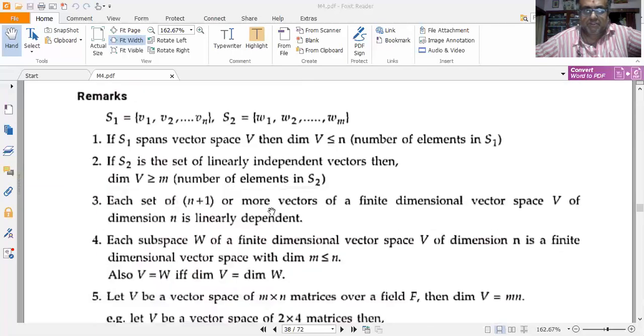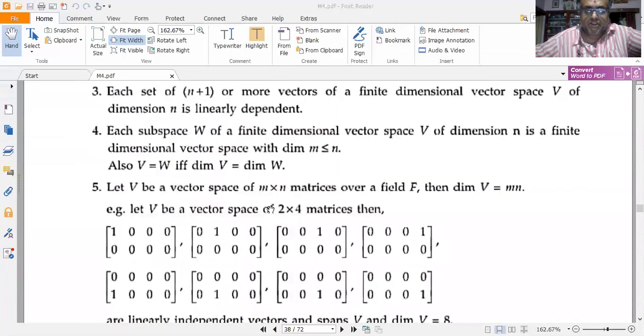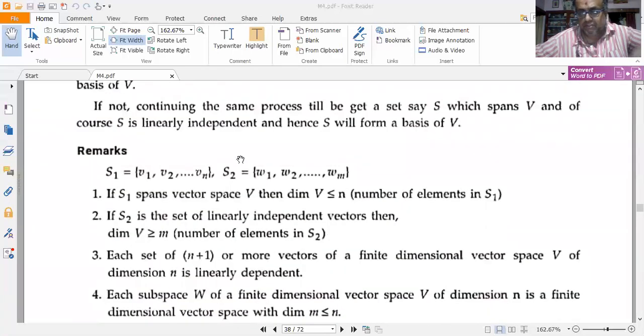Okay, so this completes the discussion of the theoretical aspects. Please practice these properties. They are very, very important. Thank you.